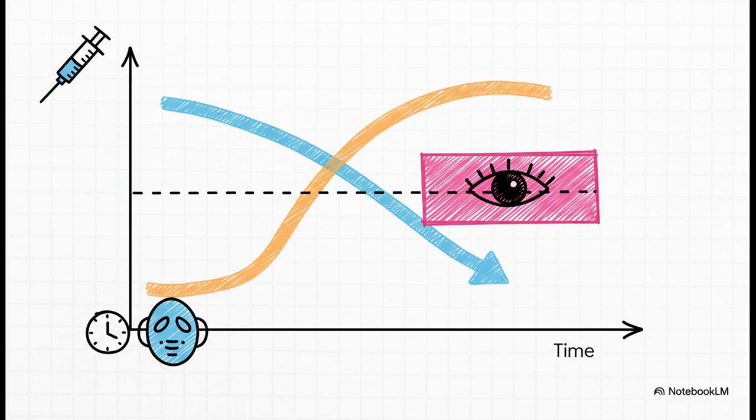Picture a graph in your head. You've got one line going down, that's the IV induction drug wearing off. And at the same time, you've got another line going up, that's the inhaled gas slowly building up in the brain. If a big stimulus, like intubation, happens right in that dip in the middle, where neither drug is at full strength, well, that's when the patient could become aware.